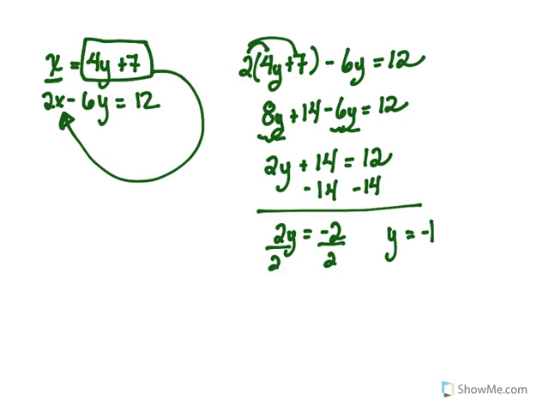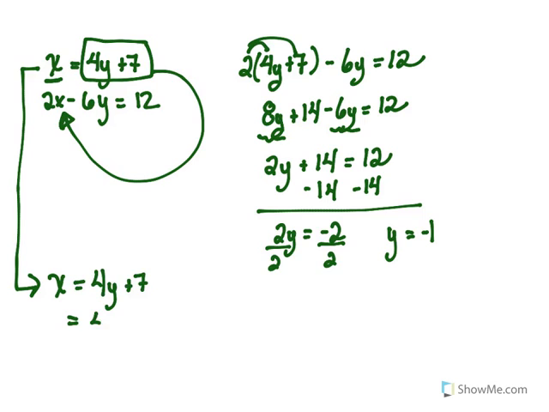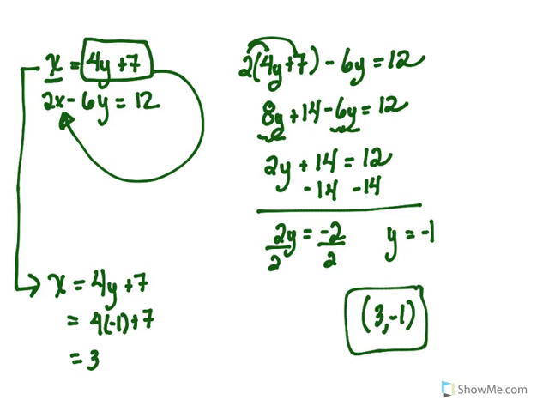Okay, that's great. I've solved for y. What about x? This is when it becomes great that I can use this equation right here. X is equal to 4y plus 7. So I just substitute it in. 4 times negative 1 plus 7 is equal to 3. So my point of intersection is 3, negative 1. Be sure that you make sure you put your x value first and your y value second.